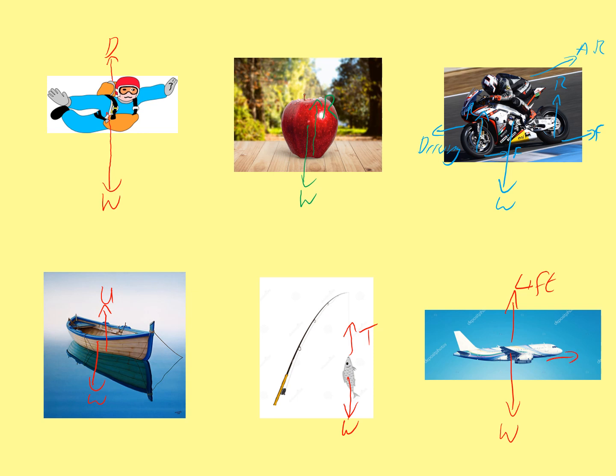I'm going to call this one the force from the engine. Force from the engine going forwards. And going backwards, this is our drag, or our air resistance. Air resistance always goes in the opposite direction to which it's travelling. We've got push from the engine going forward, lift going up, and weight going down.